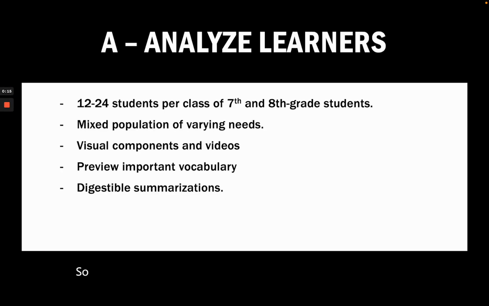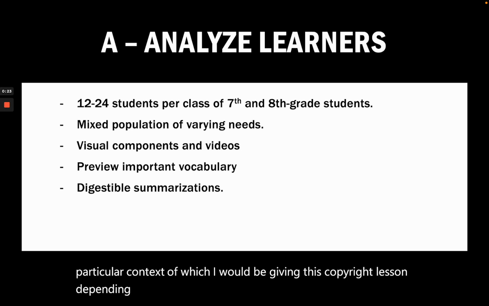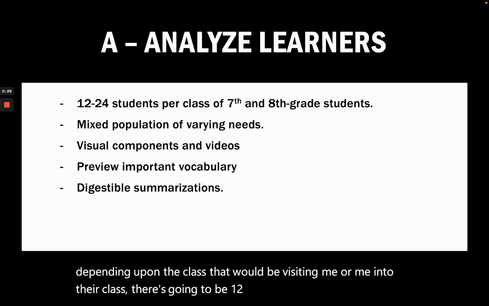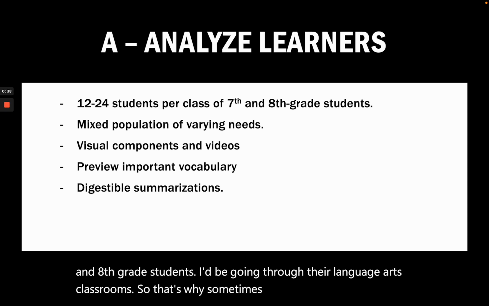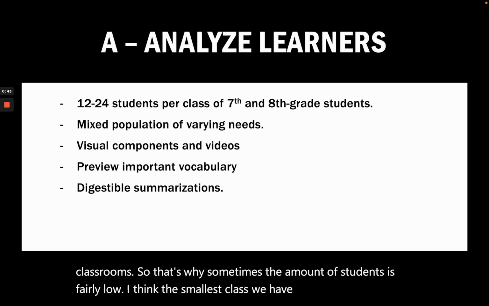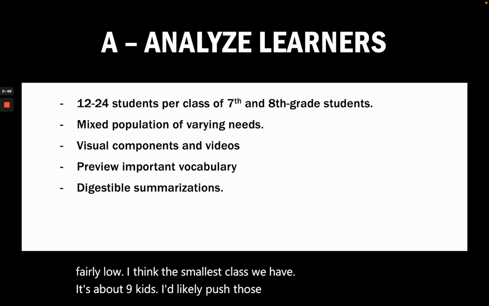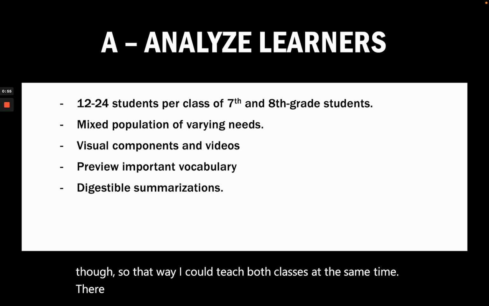So ASSURE is an acronym, and the A stands for Analyze Learners. In this particular context in which I would be giving this copyright lesson, depending upon the class that would be visiting me or me into their class, there's going to be 12 to 24 students per class of 7th and 8th grade students. I'd be going through their language arts classrooms, so that's why sometimes the amount of students is fairly low. I think the smallest class we have is about 9 kids. I'd likely push those 9 kids into the other class though, so that way I could teach both classes at the same time.